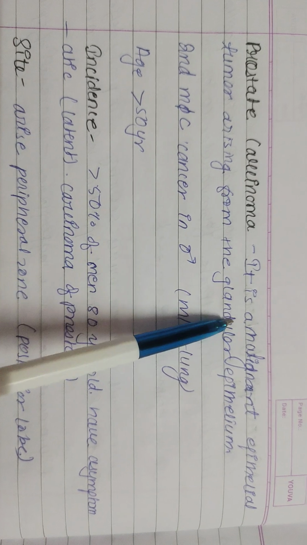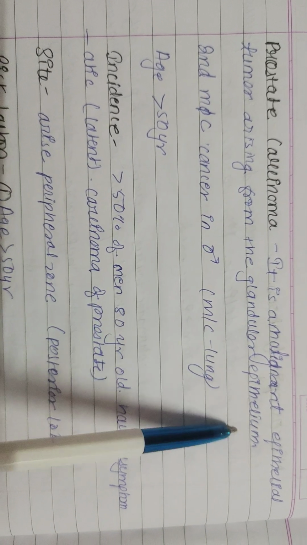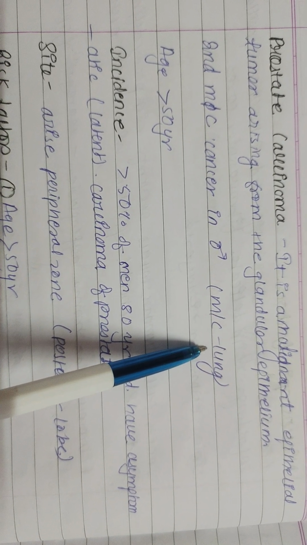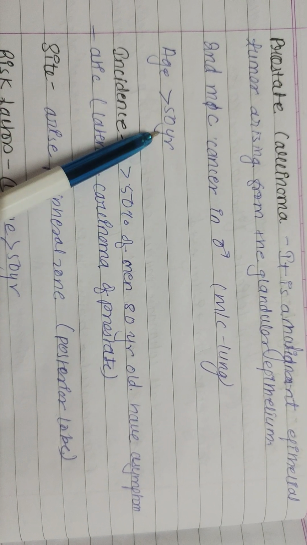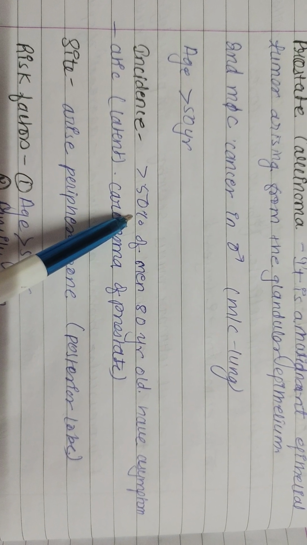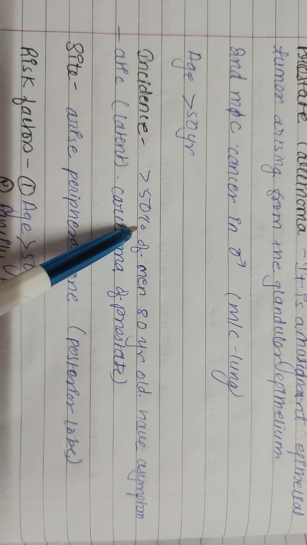Prostate carcinoma is a malignant epithelial tumor arising from the glandular epithelium. It is the second most common cancer in males, and the most common is lung cancer. It also occurs in men more than 50 years of age. Its incidence is such that more than 50% of men of 80 years age have asymptomatic prostatic carcinoma.